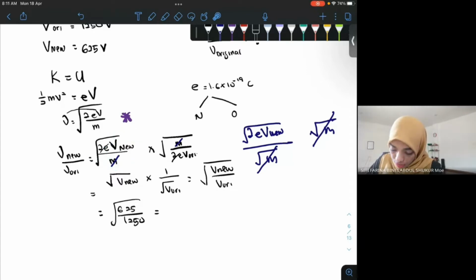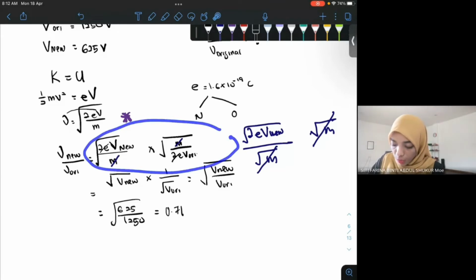And then bahagilah dengan yang V original pula. V original kamu akan dapat square root 2 charge of electron darab dengan 1250, bahagi dengan mass of electron. You will still end up with the same answer, 0.71. So kalau tak nak cancel pun tak ada masalah, boleh masukkan nilai setiap benda dekat sini.